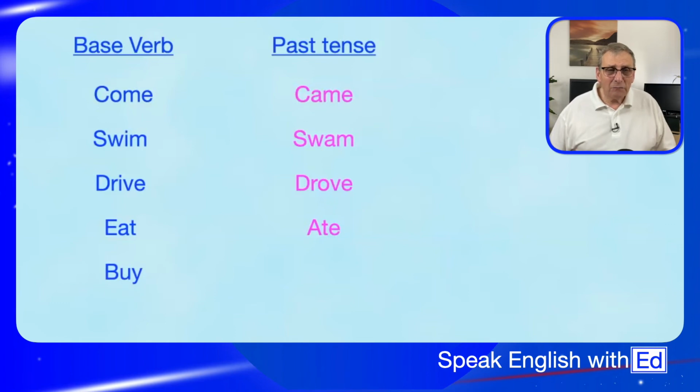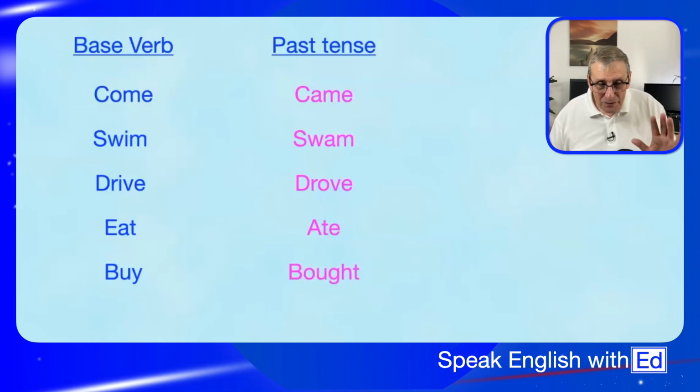And buy. Buy is another one. We do this every day. You buy something every day. There's not many days go by when you don't buy anything, even if it's just a newspaper or a bottle of milk. But you buy something. And the past tense of buy is bought. Okay, all together. Bought.